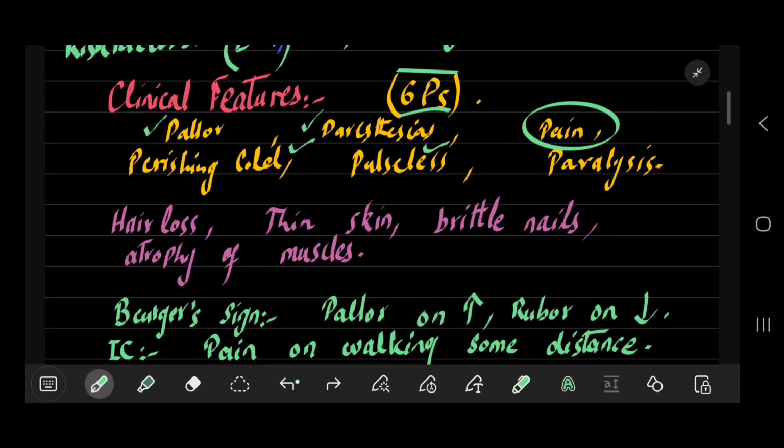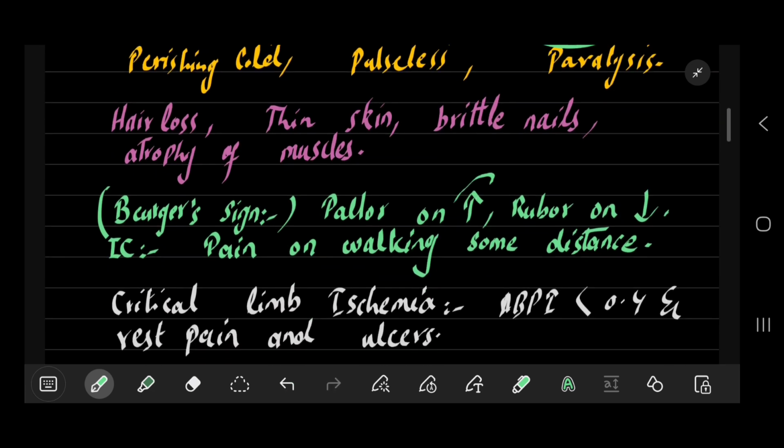On examination, you can see hair loss over the limbs and thin skin, brittle nails, and atrophy of the muscles. There is a sign known as Buerger's sign, in which there is pallor on elevation of the limb. When you elevate the limb, there is pallor, and when the limb is dependent, there is rubor. In this way, you can differentiate this from cellulitis and other causes of erythema.